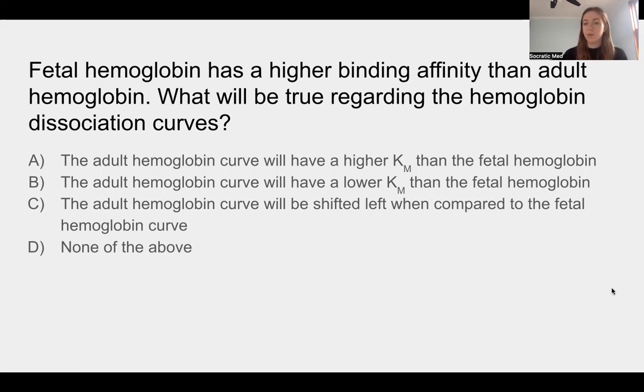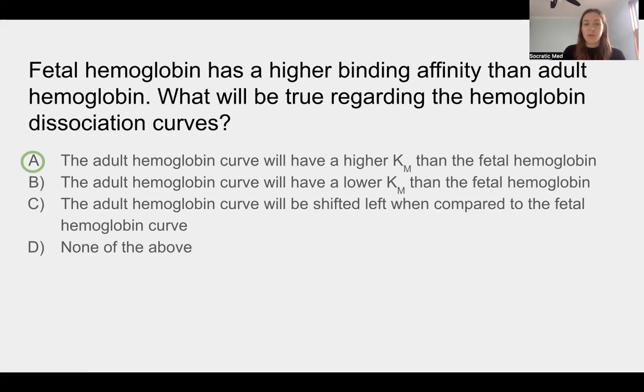All right, I will reveal our answer now. So our answer here is A. The adult hemoglobin curve will have a higher Km than the fetal hemoglobin curve. That is because, as we talked about, Km is a measure of affinity. So a higher Km means lower affinity, lower Km is higher affinity. So that means, since fetal hemoglobin has a higher binding affinity, it will then have a lower Km.